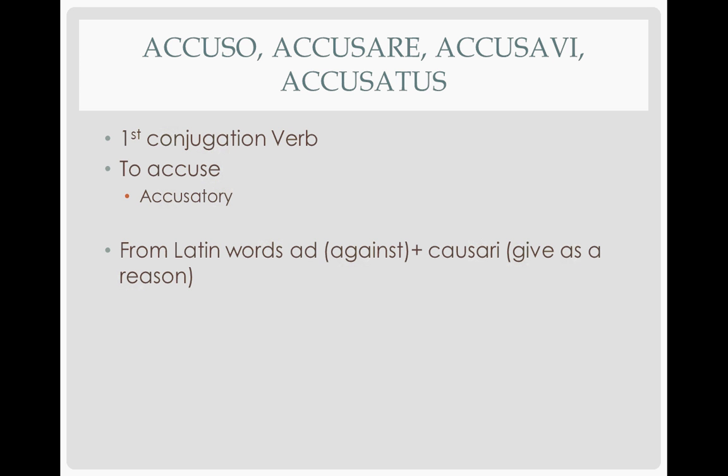It comes from the Latin words ad, meaning against, and causare, to give as a reason. So you're given a reason against someone. Notice that the D kind of changes when it's used as a prefix here. It's called assimilation.